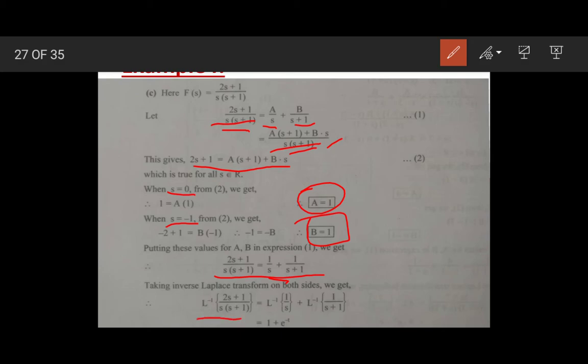And hence inverse Laplace of (2s plus 1) upon s into (s plus 1) will be inverse Laplace of 1 upon s plus inverse Laplace of 1 upon (s plus 1). So inverse Laplace of 1 upon s is 1 and inverse Laplace of 1 upon (s plus 1) is e raised to minus t. So inverse Laplace is 1 plus e raised to minus t. Okay. So that is the inverse Laplace.